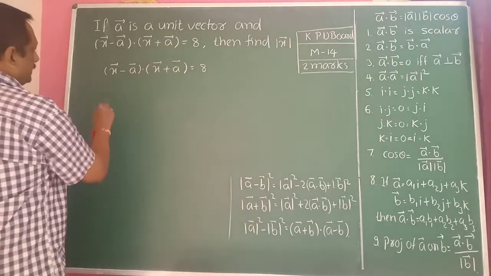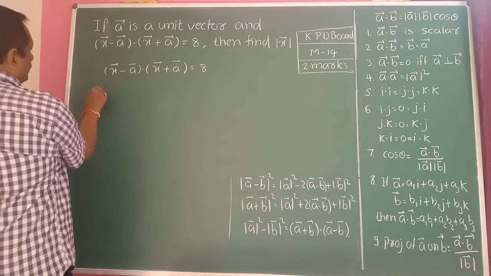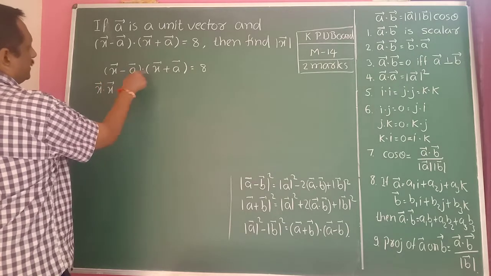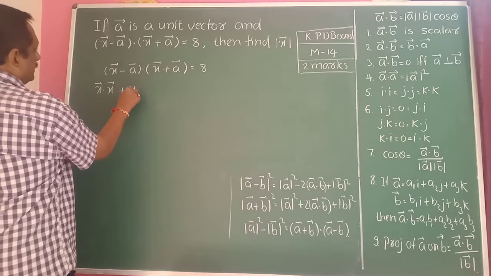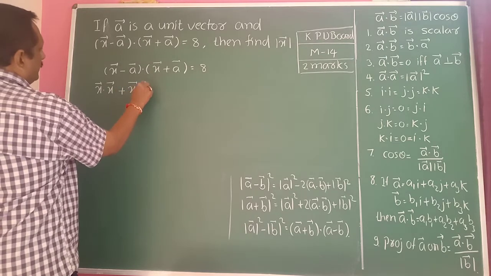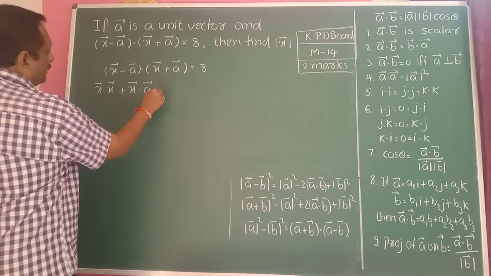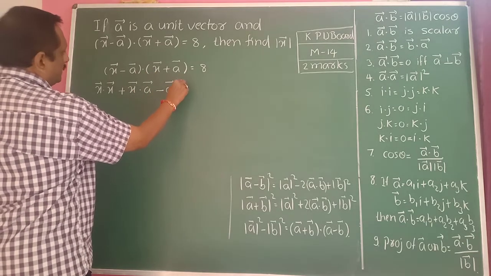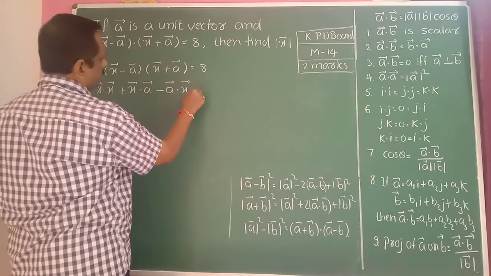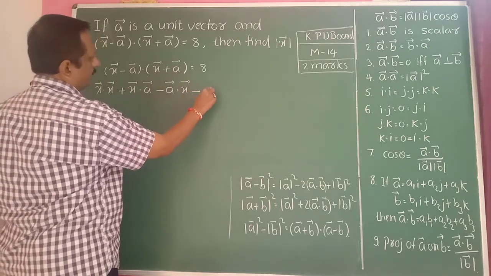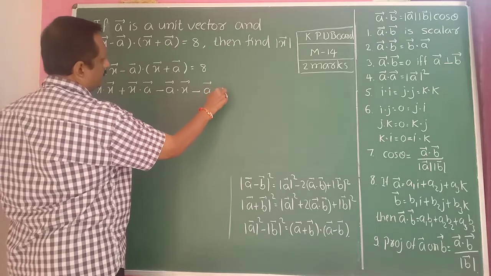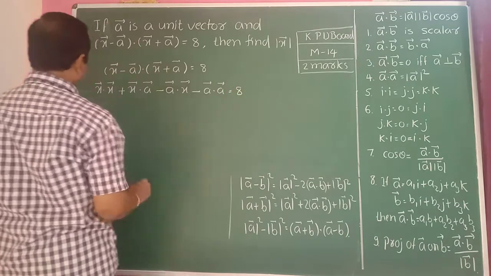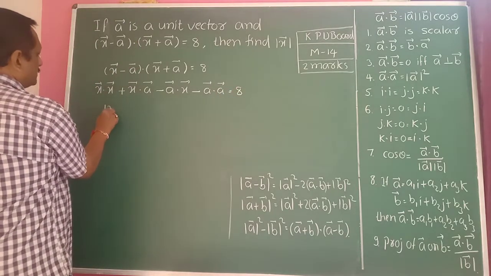Then multiply the terms: x bar dot x bar, x bar dot a bar, plus x bar dot a bar minus a bar dot x bar. So a bar dot x bar, minus into plus becomes a minus, a bar dot a bar. Hence this is equal to 8. Here x bar dot x bar is modulus of x bar square.